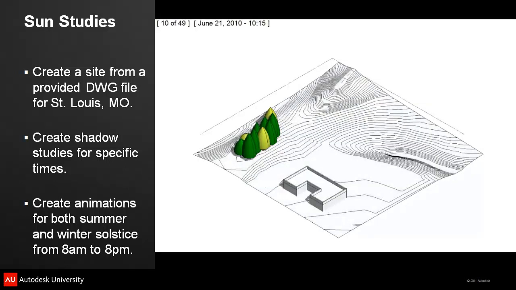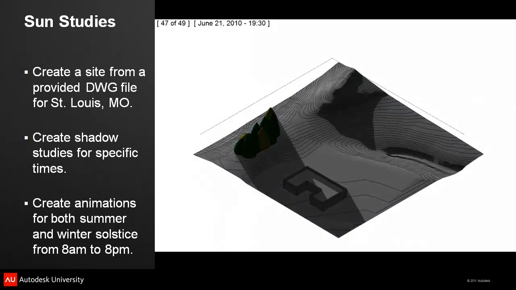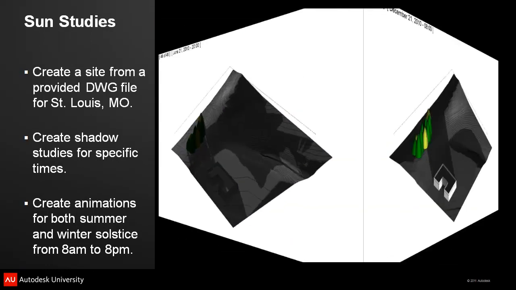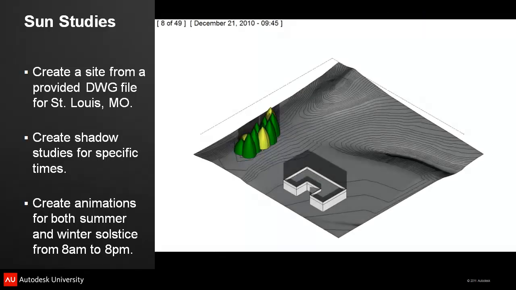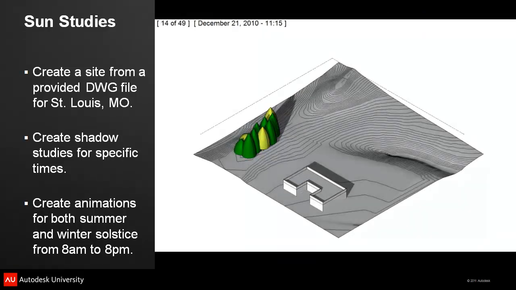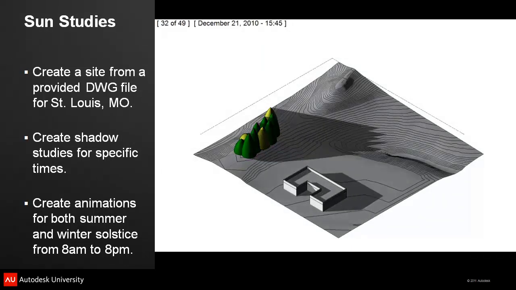Then we can output a summer solstice study, which is what you see playing at the moment. So we'll be able to see how the shadows change for every 15 minutes of the day. And then the same site, but winter solstice, and you can see the play of shadow on the terrain model for that time of year.